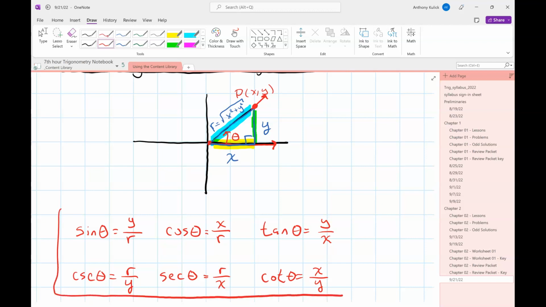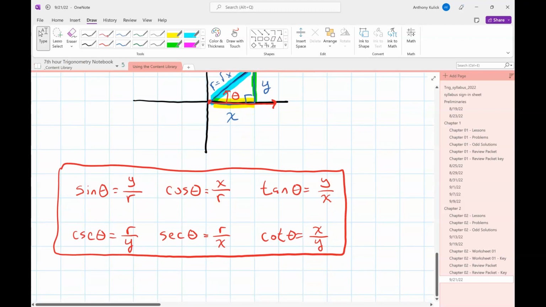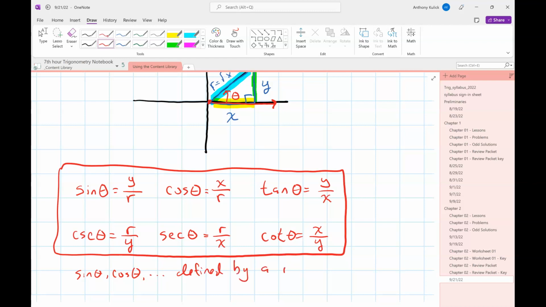And what have we done here? This is sine, cosine, tangent, etc., defined by a point on the terminal side of a standard position angle theta. Aha!